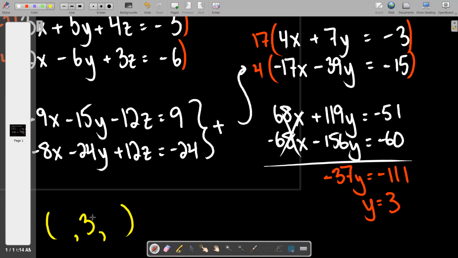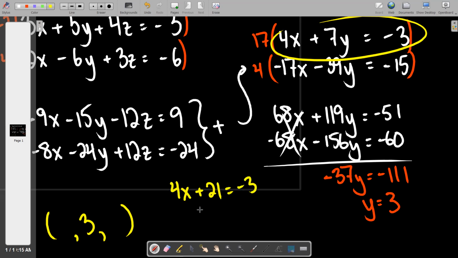So you got to go to the 2x2, and since I got the pen, I'm going to take that equation that I just circled. It seems the nicest to me. So it's going to say 4x plus 21, because that's 7 times 3, that's y, equals negative 3. So 4x equals negative 24. So x equals negative 6.